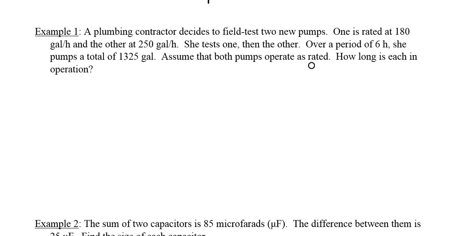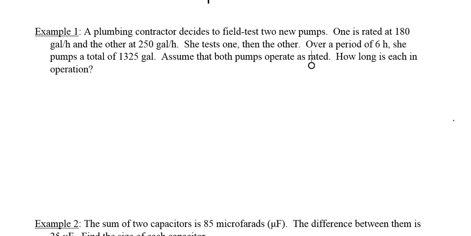We have a plumbing contractor who's going to field test 2 new pumps. One is rated at 180 gallons per hour, the other one at 250 gallons per hour. She tests one and then the other. Over a period of 6 hours, she pumps a total of 1,325 gallons. Assume that both pumps operated as rated. How long is each in operation?